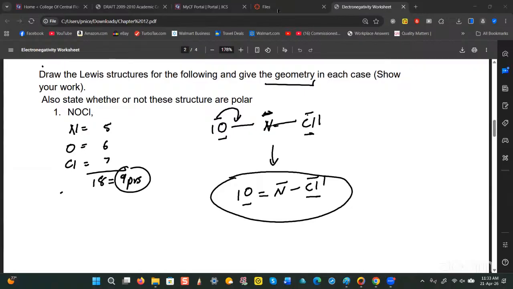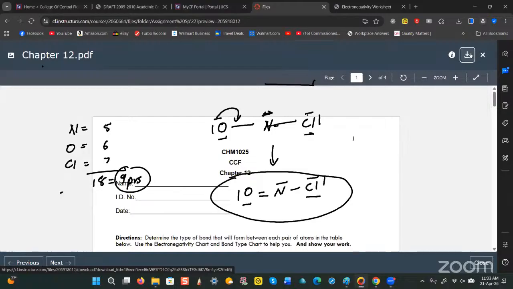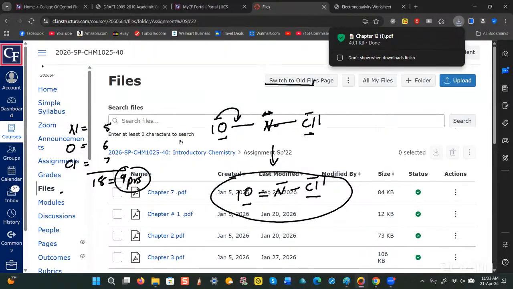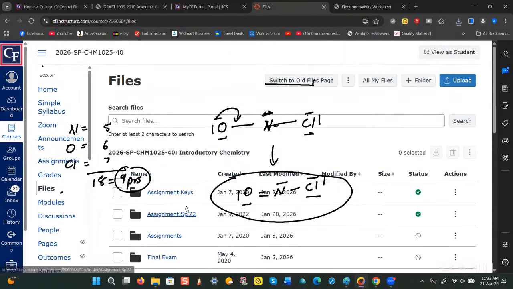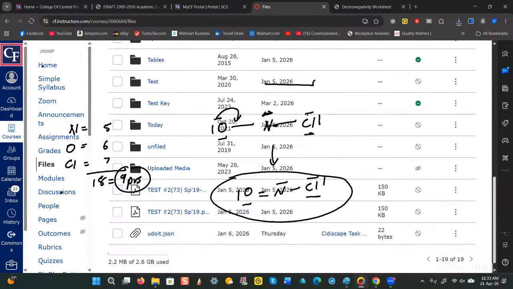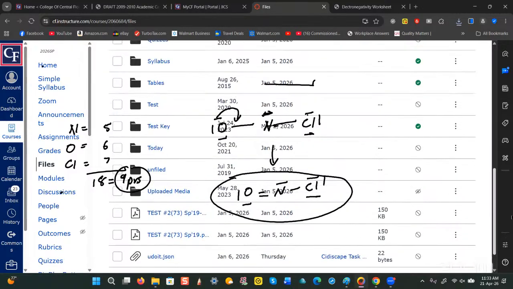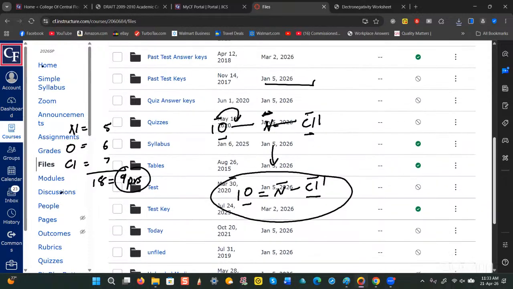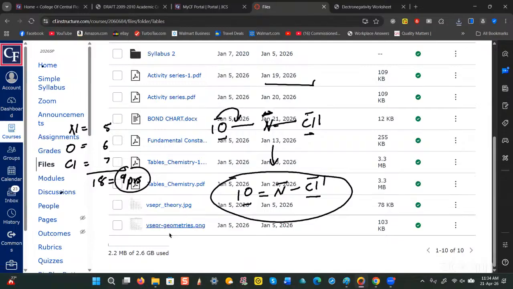So what I'm about to show you is based on a theory which is known as the valence shell electron pair repulsion theory. If I can find that chart. Where is it? Oh, it's in this folder. And basically, oh, here it is.